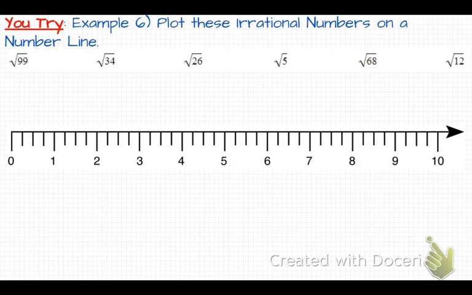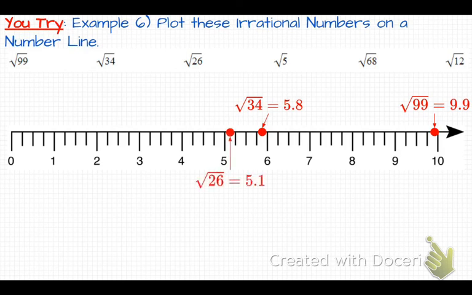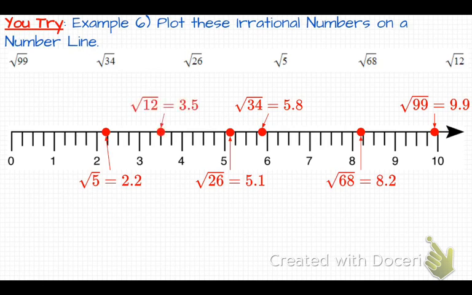Okay, so example 6, last thing you try. I want you to plot the square root of 99, the square root of 34, square root of 26, square root of 5, square root of 68, and square root of 12. I'll give you about 2 minutes, then I will give you the answer, and we will be done. Okay, square root of 99 is just under 10. Square root of 34, a little bit less than 6. Square root of 26, a little bit greater than 5. Square root of 5, a little bit greater than 2. Square root of 68, a little bit greater than 8. And the square root of 12 is about between 3 and 4.